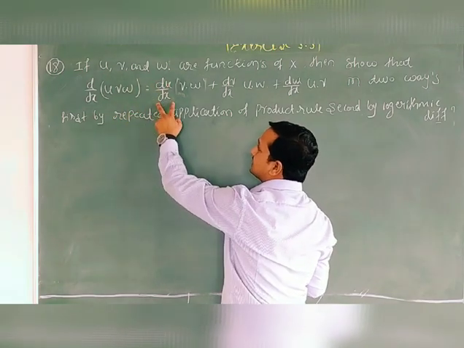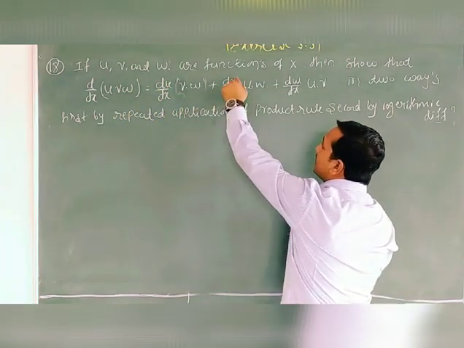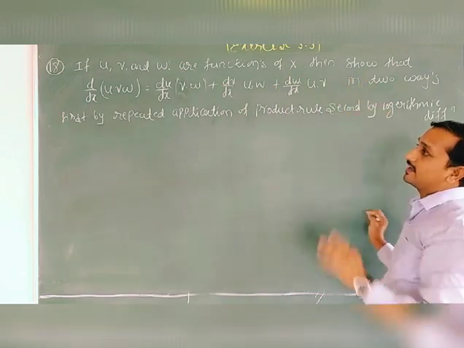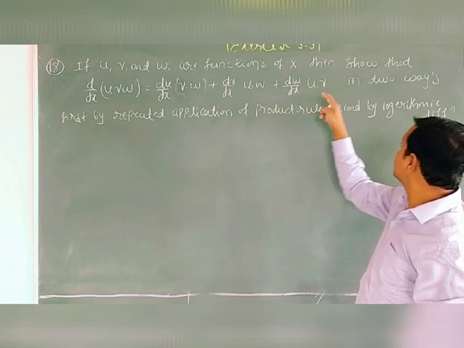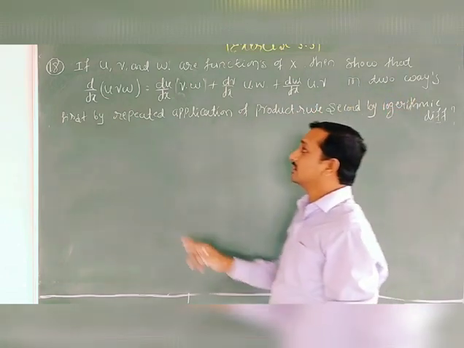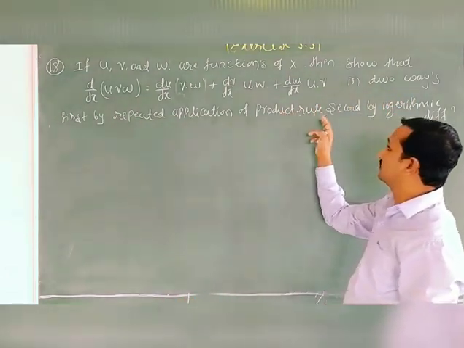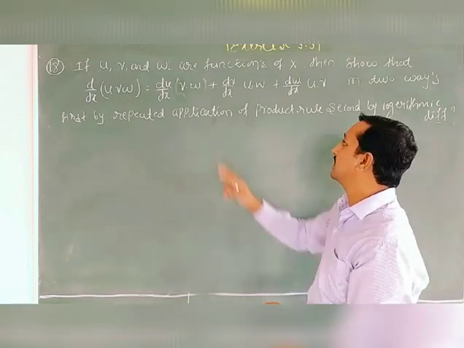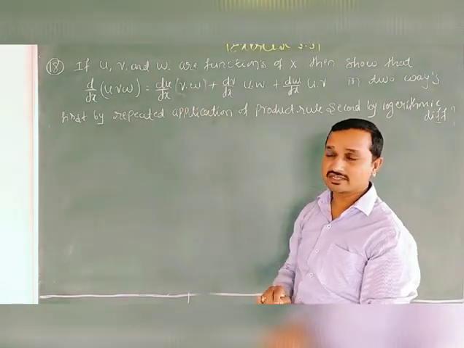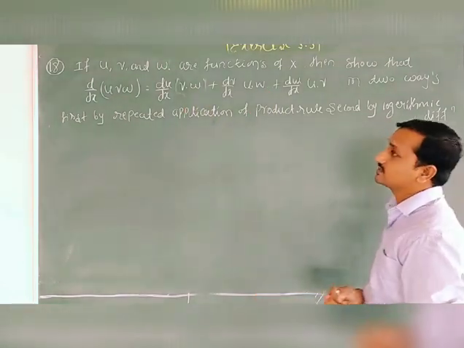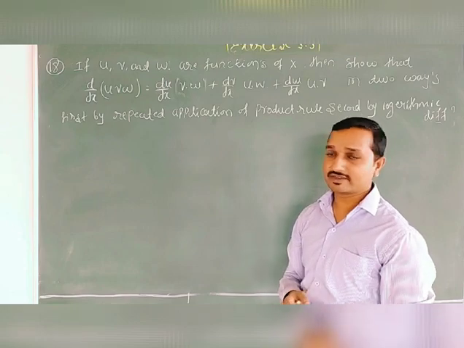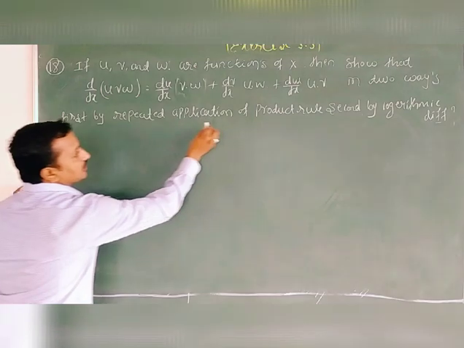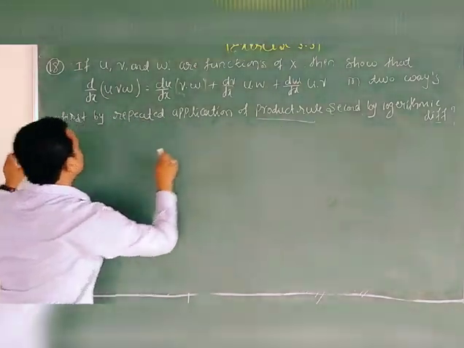First of all, du by dx times v into w, plus dv by dx times u into w, plus dw by dx times u into v. So we can show this in two ways. The first one is repeated application of product rule. First one is the multiplication rule, that is product rule. Repeated application of product rule is nothing but we apply the derivative of a composite function. And the second one is by logarithmic differentiation. Very simple example it is. Okay? So first of all, the first method. What is that? The product rule.